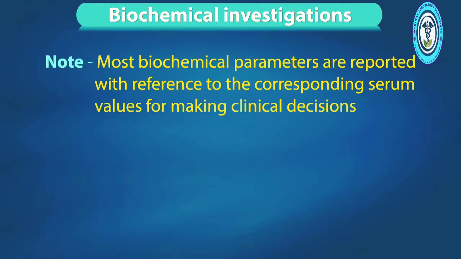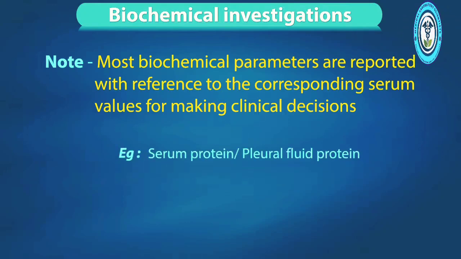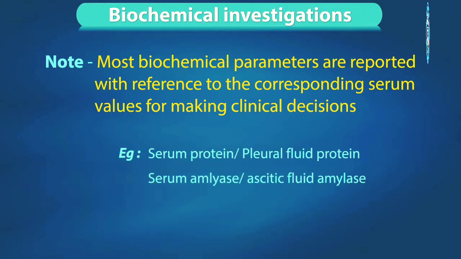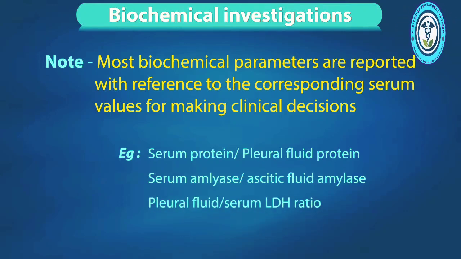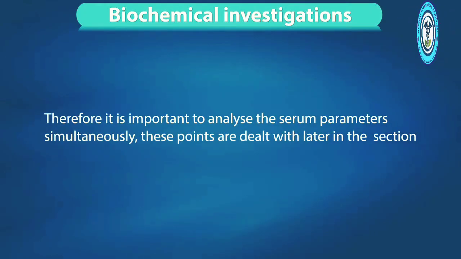Also, please note that most biochemical parameters are reported with reference to the corresponding serum values for clinical decisions made on those parameters. For example, serum protein versus pleural fluid protein, serum amylase against ascitic fluid amylase, pleural fluid and serum LDH ratio, serum ascites albumin gradient, etc. Therefore, it is important to analyze the serum parameters simultaneously. These points are dealt with in detail later in the section.